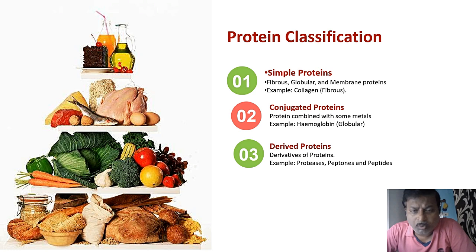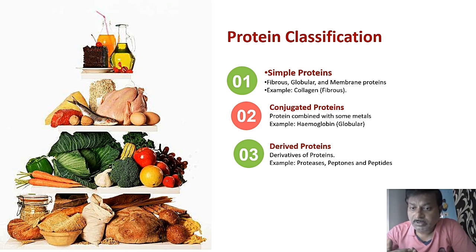The second category or group of proteins are called conjugated proteins. These are proteins that have a protein part and a non-protein part. The protein part is made up of amino acids. This protein part is combined with some non-protein part, which is called metals. So proteins joined with some metals are called conjugated proteins.